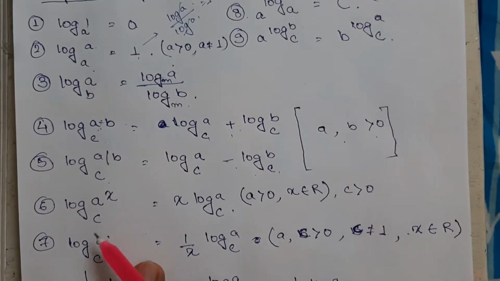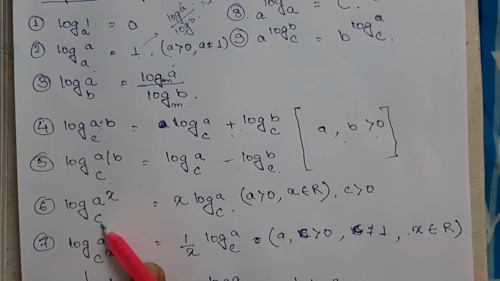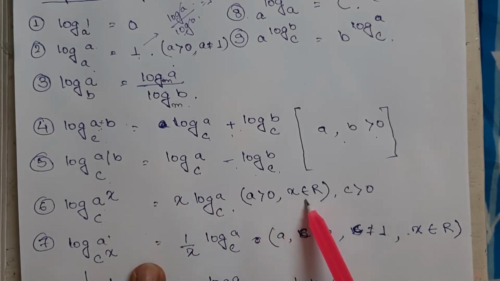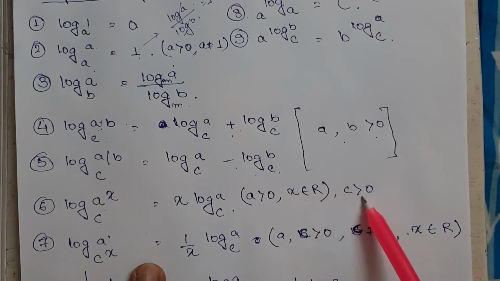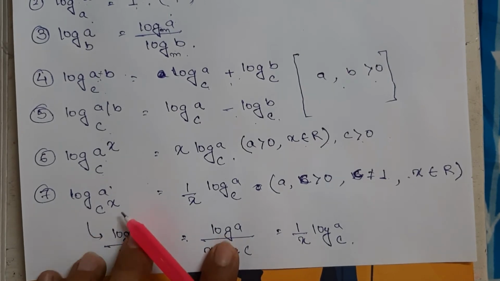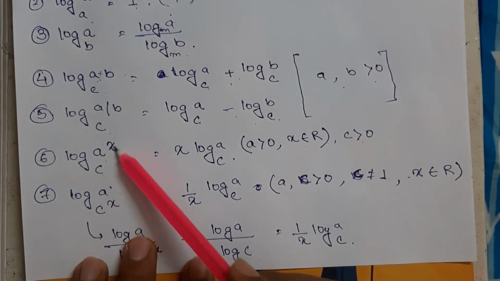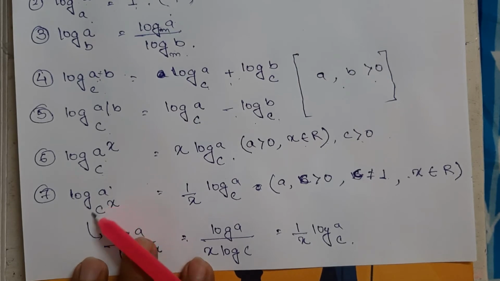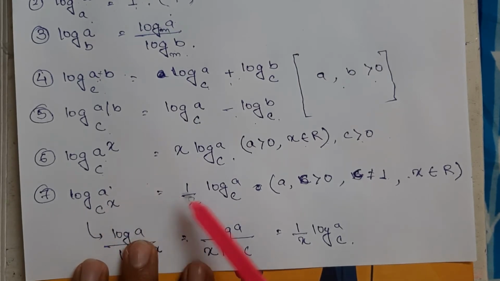Now in this case, a to the power x base C, I can take x at the front. This and this mean the same, and in this case A should be greater than 0, x can be any real number, and C should be greater than 0. Now when this power x is above C, like the base, it gives 1 by x.